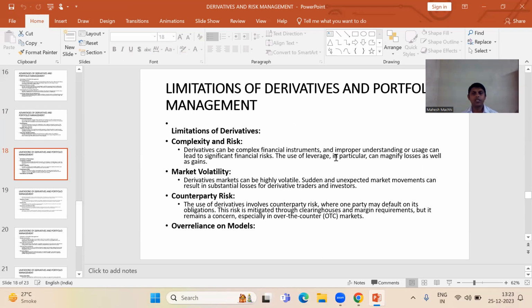The use of leverage in particular can magnify losses as well as gains. Market volatility. Derivatives markets can be highly volatile. Sudden and unexpected market movements can result in substantial losses for derivative traders and investors.